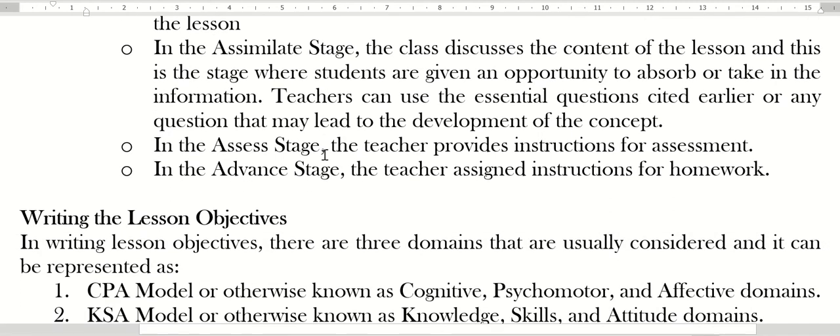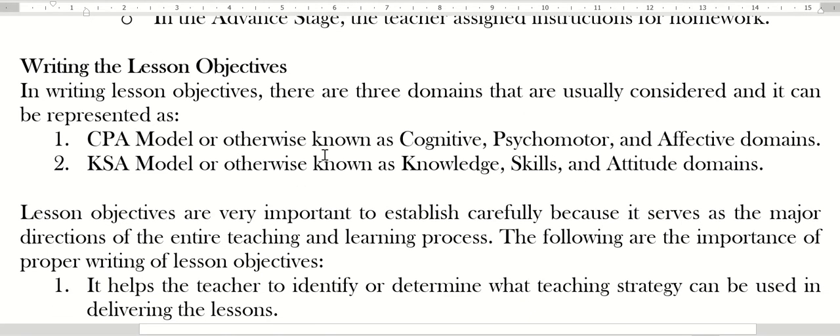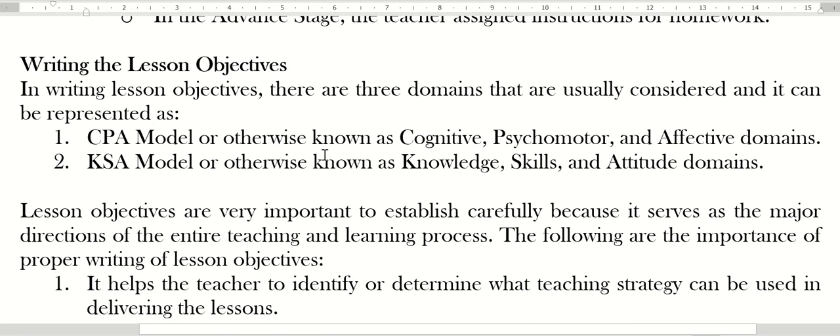So now, let's start first with writing your objectives, because in the lesson plan, the lesson objectives come first. In writing lesson objectives, there are three domains that are usually considered. They can be represented as the CPA model, otherwise known as cognitive, psychomotor, and affective domains, while the KSA model is otherwise known as the knowledge, skills, and attitude domains. Cognitive measures knowledge; psychomotor measures the skills; affective measures the attitude and behavior.